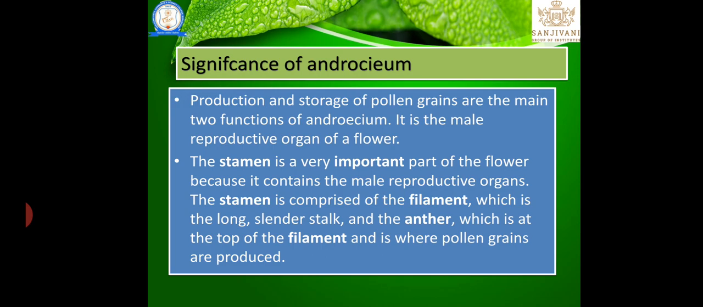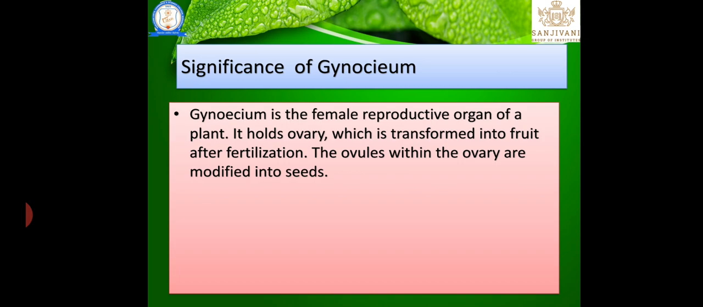Androecium is a male reproductive organ and the production of male gametes is done by it. Significance of gynoecium: gynoecium is a female reproductive organ and it does the function of production of female gametes.